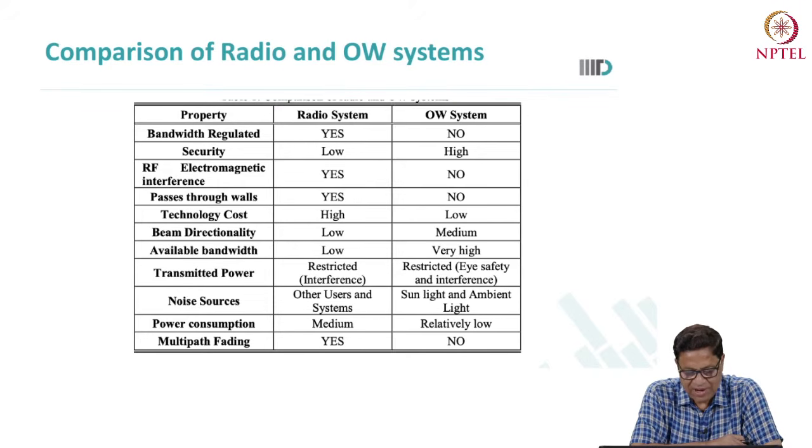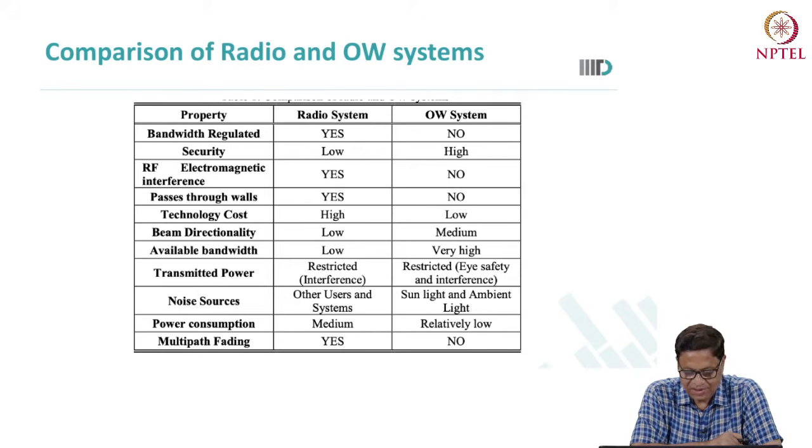And you have very low beam directionality for radio systems because one can do beam forming, but up to a certain limit, whereas there is a good amount of directionality which can be achieved using optical wireless system. The available bandwidth, as I mentioned earlier, is very low, and the available bandwidth in optical wireless system is quite high. The transmitted power has an upper limit. It is restricted because of interference, because you might interfere with other communication systems. There is a restriction on optical wireless also, but that is from eye safety perspective and interference perspective as well.